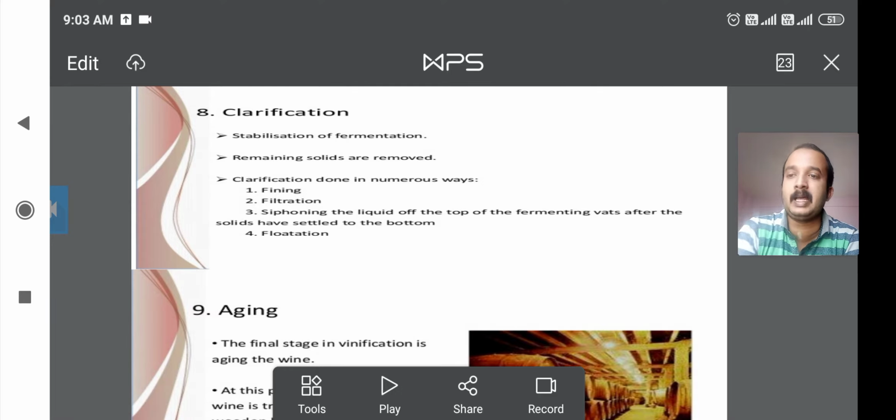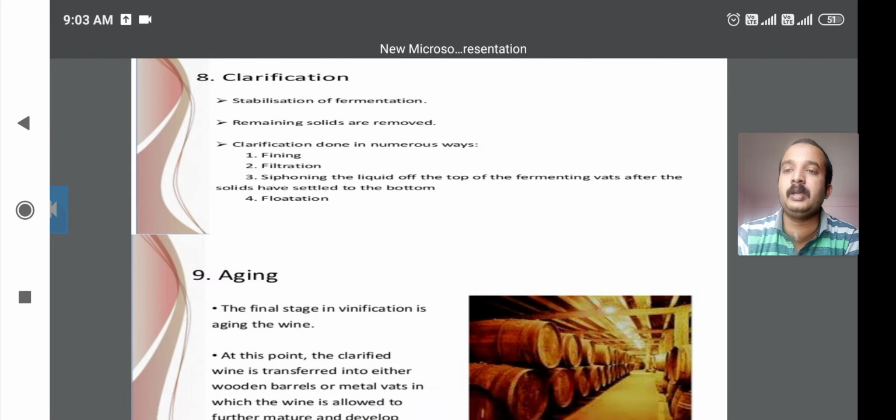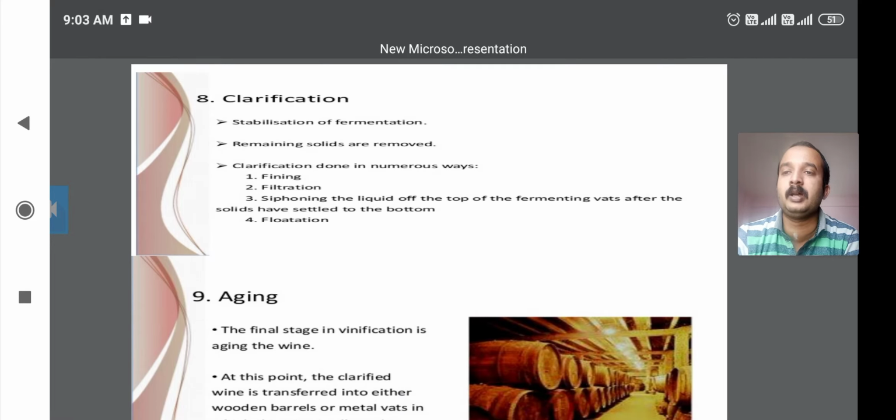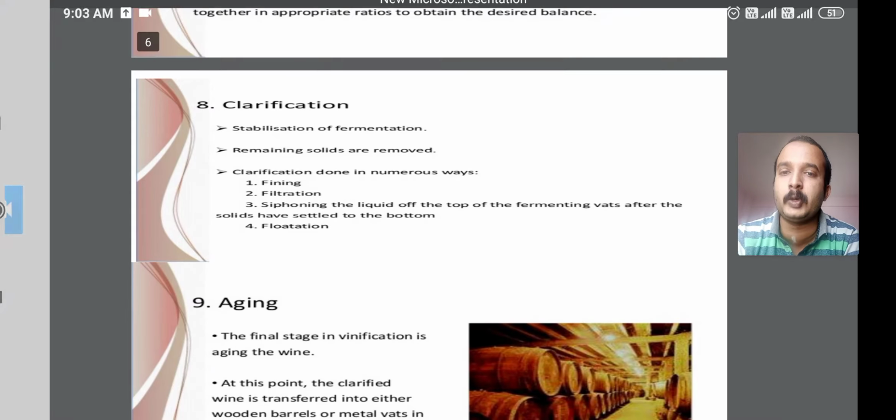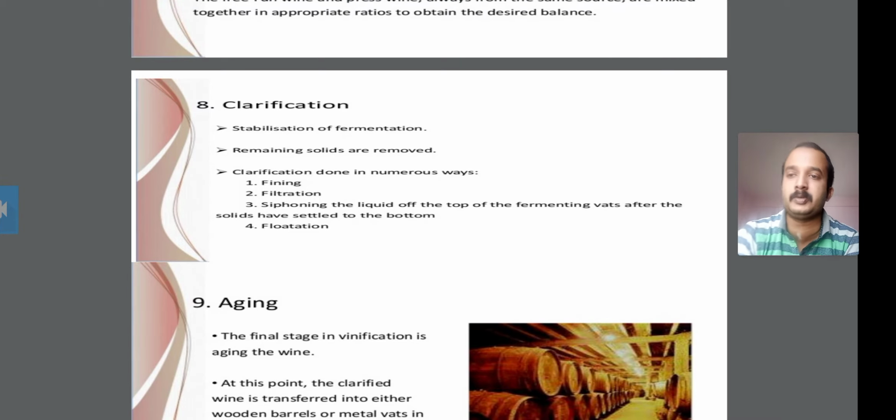The clarification step is the stabilization of the fermentation process. This means that after the mixing, you have to stabilize the fermentation process. Second, the remaining solids are removed. In the mixing process the solids are obtained, and therefore these solids are removed in the clarification process.